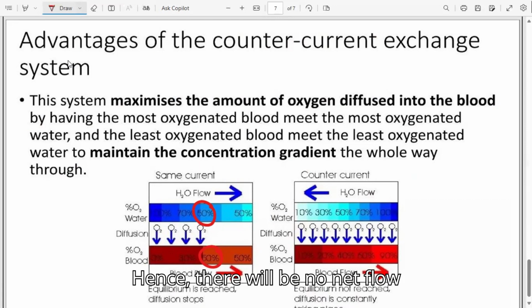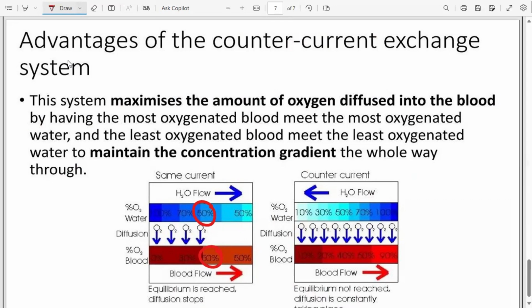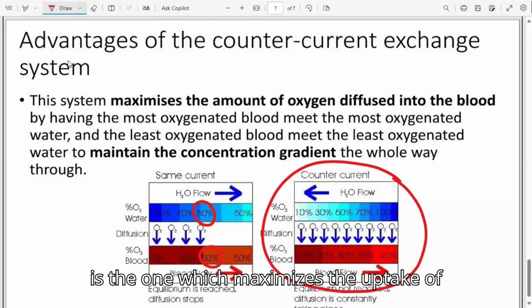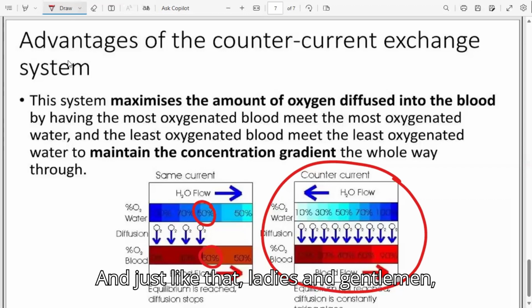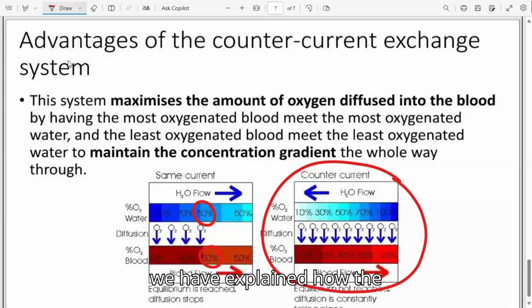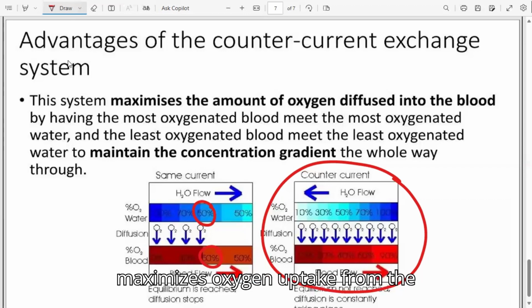Hence, there will be no net flow of molecules from either the water to the bloodstream or the bloodstream to the water. Hence, this one is the one which maximizes the uptake of oxygen from the water into the blood. And just like that, ladies and gentlemen, we have explained how the countercurrent flow mechanism actually maximizes oxygen uptake from the water into the blood.